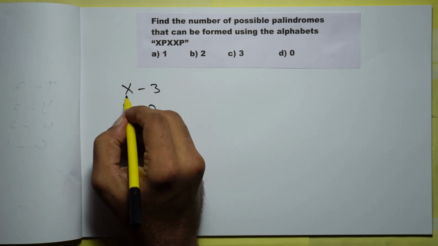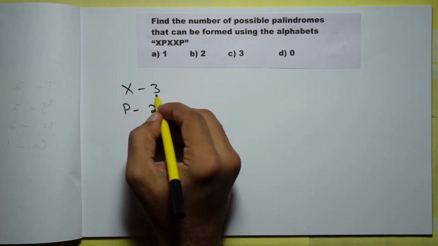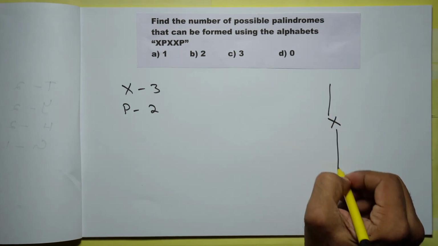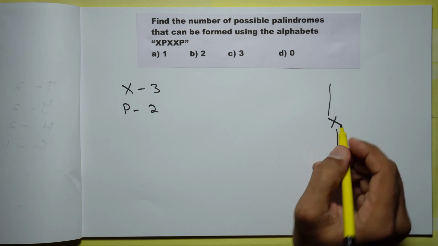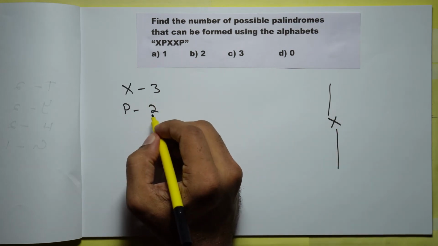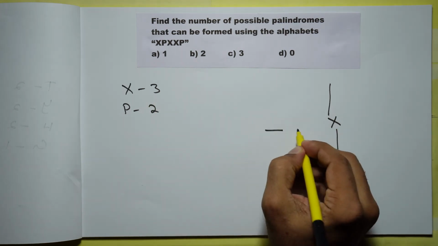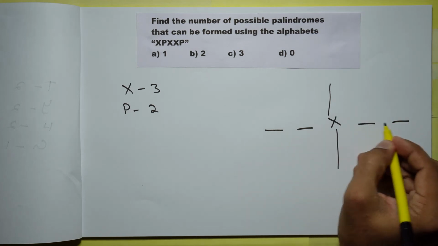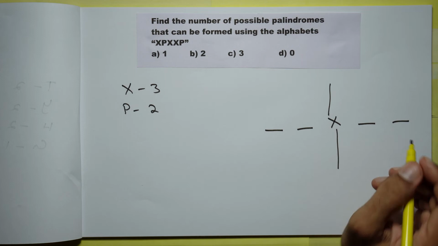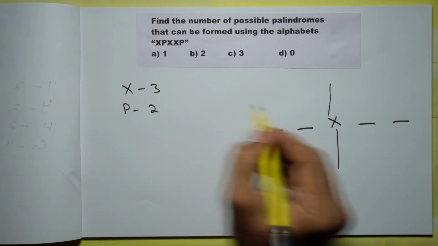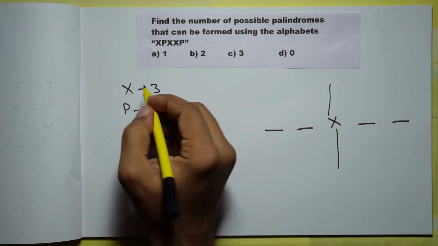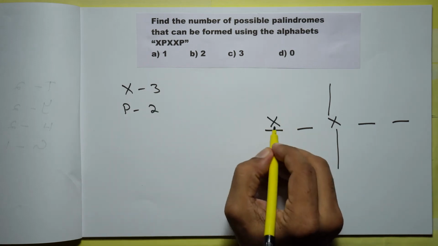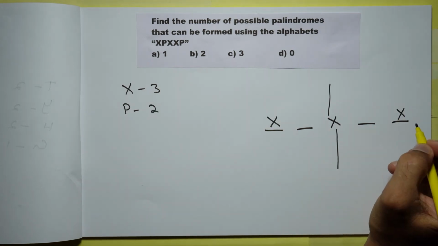Now since you have an odd number of X, 1 X should be at the middle and the middle line should pass through this X. Now remaining 4 alphabets are there. So there will be 2 alphabets on this side of the middle line and 2 alphabets on the other side of the middle line. Now 1 X has already been placed here. Remaining 2 X's are there. So 1 X, if you place it here, then the other X has to be here.